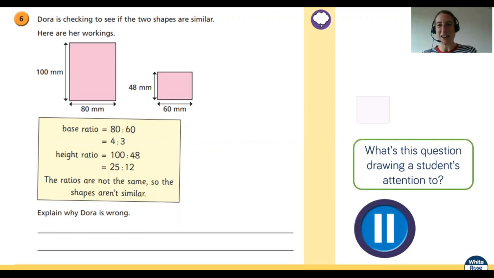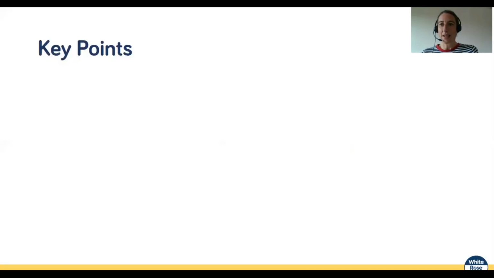So if we look at that second rectangle, I need to tip it, I need to rotate it to be able to see those corresponding sides. So actually, we should have had the height ratio was 100 to 60 and not 100 to 48, and the base ratio was 80 to 48. And that's why Dora is wrong. So I just like the fact that it really focuses on that one thing, the idea of getting the correct corresponding sides.